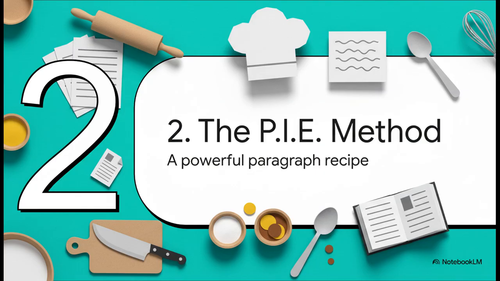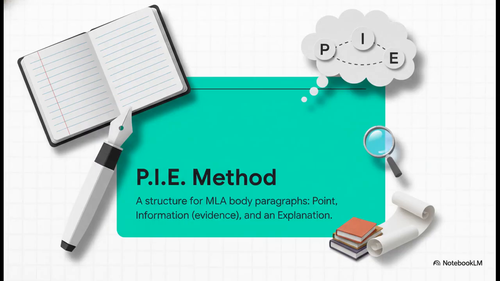And I want you to think of it less like a rigid, stuffy rule and more like a recipe from a great cookbook. It gives you the essential ingredients and shows you the right order to put them together for a perfect dish every time. So what exactly is PIE? Well, it's an acronym and it stands for Point, Information, and Explanation.